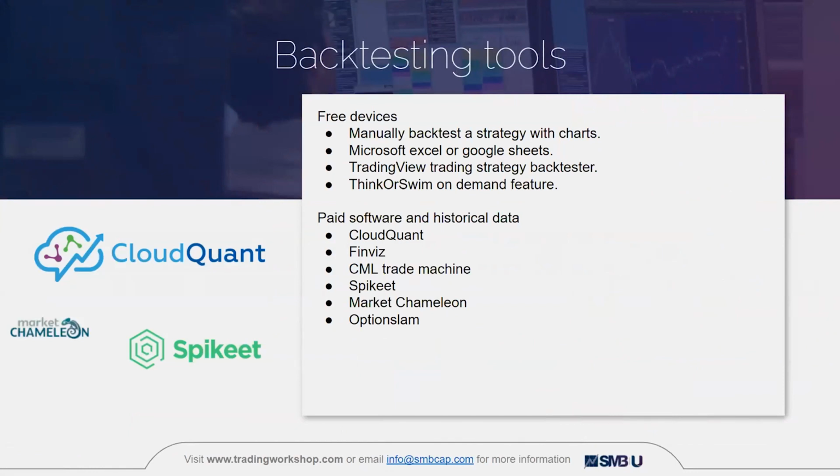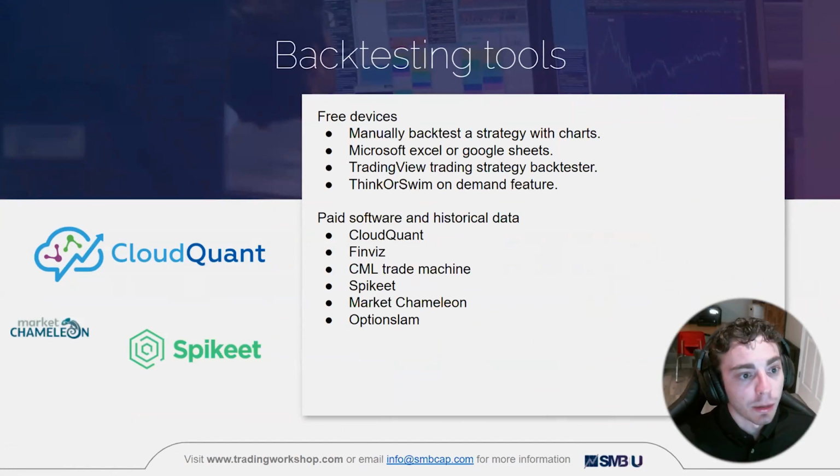So here are some backtesting tools that I like to use. Some free options include manually backtesting with charts, Microsoft Excel or Google Sheets. TradingView has an excellent backtester if you know some coding, or the Thinkorswim on-demand feature is also very helpful. And some paid software with historical data includes CloudQuant, FinViz, CML Trade Machine, SpikeIt, and Market Chameleon. Options Slam is also a really good option if you trade options. For this example, we're going to be using CloudQuant.